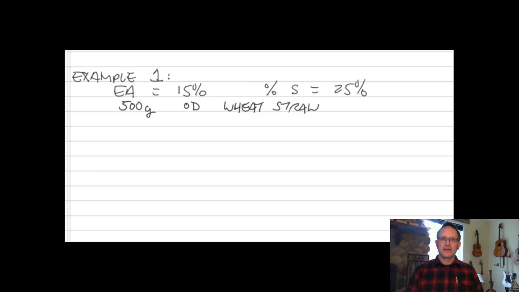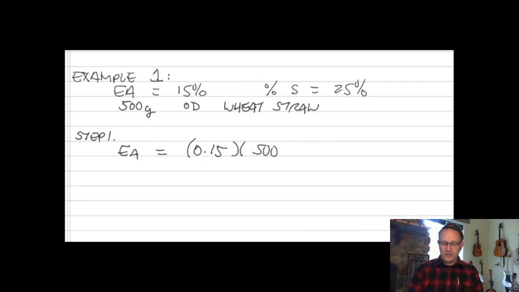It's a good habit to get into to write everything you know out. So step 1, you write everything out. Our percent effective alkali equals 15%, so effective alkali equals 0.15 times our oven-dried biomass, which is 500 grams, divided by 1 liter. That's the total solution we're going to make. We multiply that out, and it equals 75 grams per liter as Na2O.